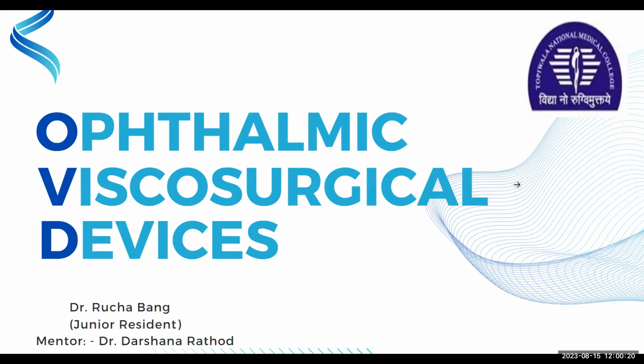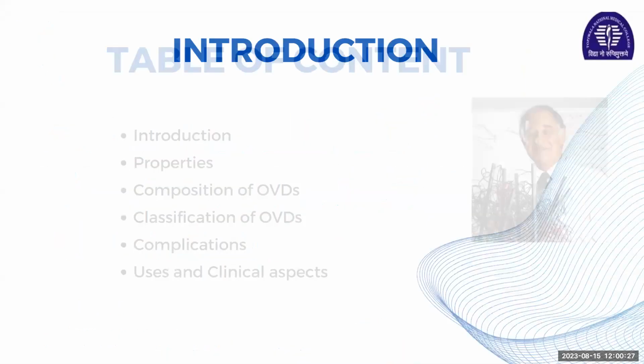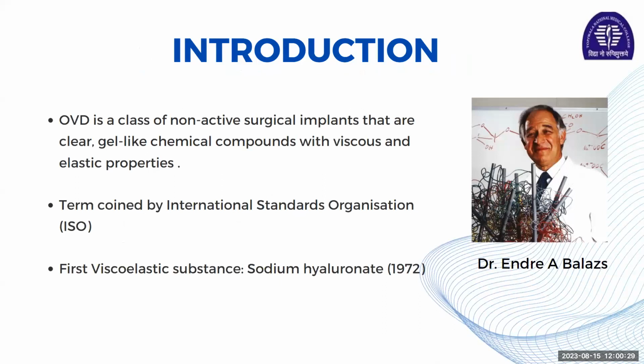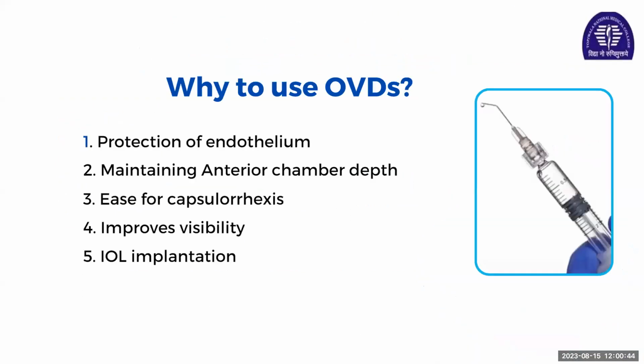Good afternoon. Myself, Dr. Rucha Bang, and we'll be learning ophthalmic viscosurgical devices today under the following headings. Starting with introduction, OVD is a class of non-active surgical implant that are clear gel-like chemical compounds with viscous and elastic properties. The term was coined by ISO, International Standards Organization, and the first viscoelastic used was sodium hyaluronate. Now, what is the need of OVD in our surgeries? For protection of endothelium, for maintaining anterior chamber depth, ease of capsulorhexis, it improves visibility, and for IOL implantation.